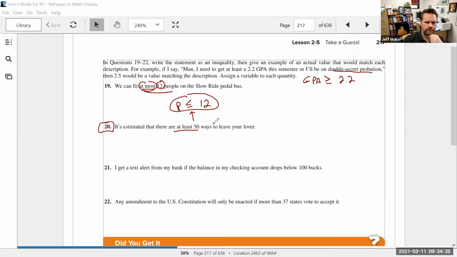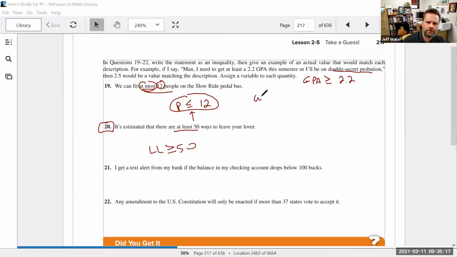So go ahead and write a similar expression for number 20. You got to pick your own variable. All right, so can somebody tell me what variable you are using? I like it. Somebody used L, but unfortunately you didn't write the correct symbol. What's at least? No, equals would be equal. I want at least 50 ways. Greater than, yeah, greater than or equal to.